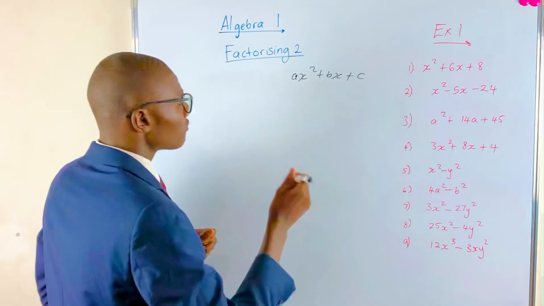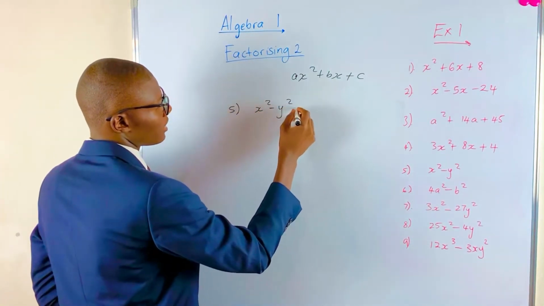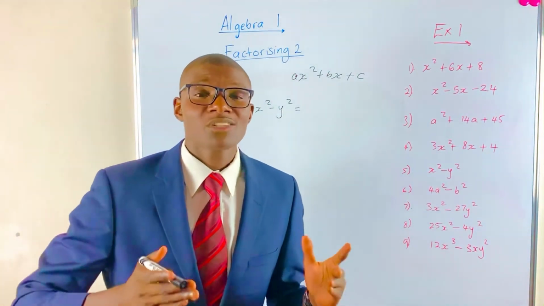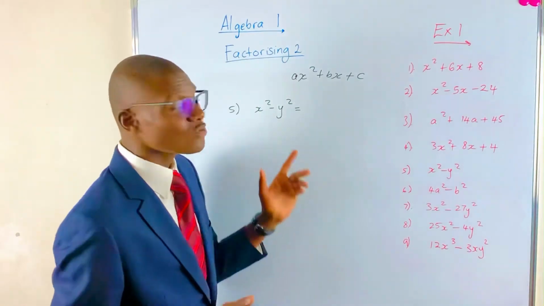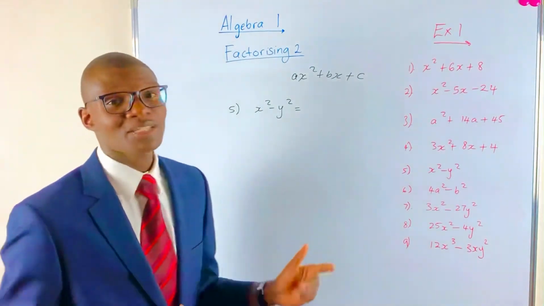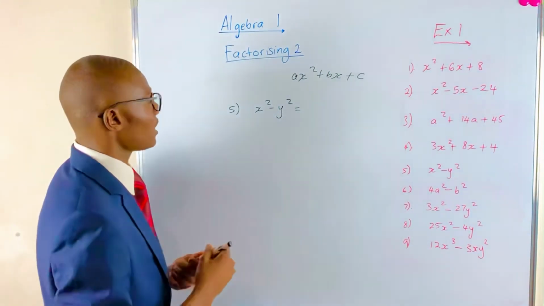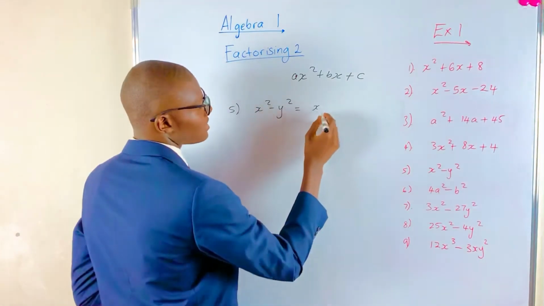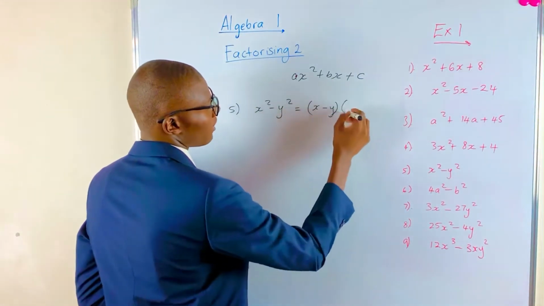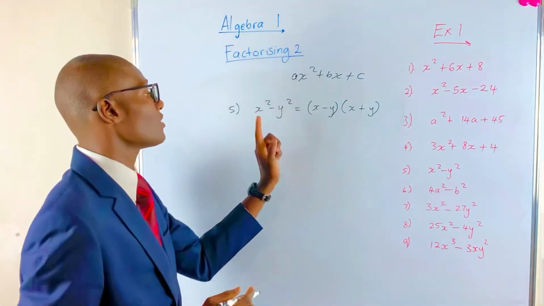So now for number 5, x squared minus y squared. The difference of two squares only applies when we've got two terms for which we can find their squares, and the sign between those two terms must be negative. Then we can apply the difference of two squares. We know that the square root of x squared is x, and the square root of y squared is y. So we say x minus y, then x plus y. After we expand this, we'll get that.